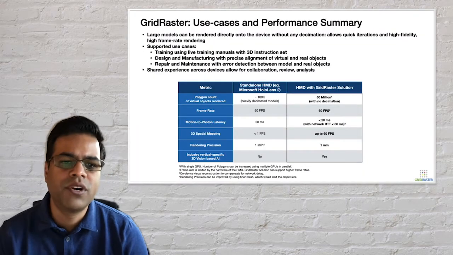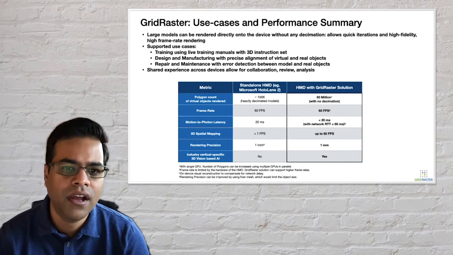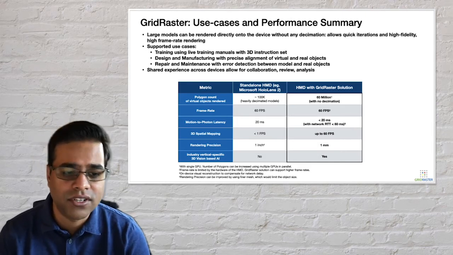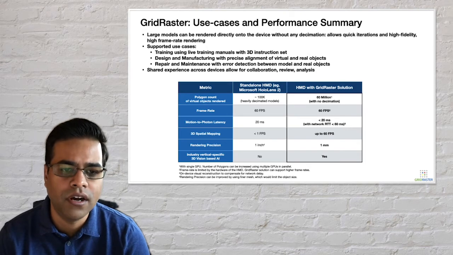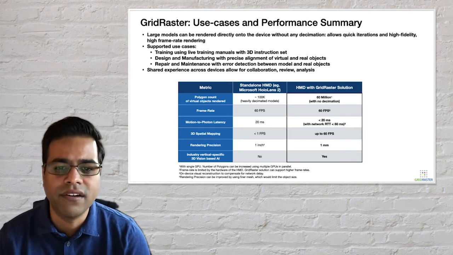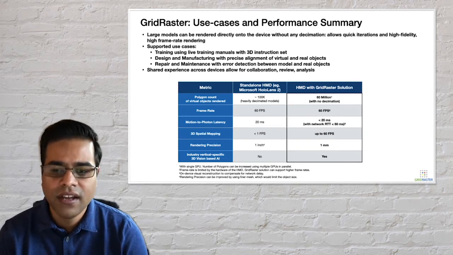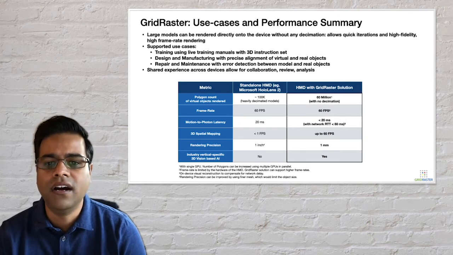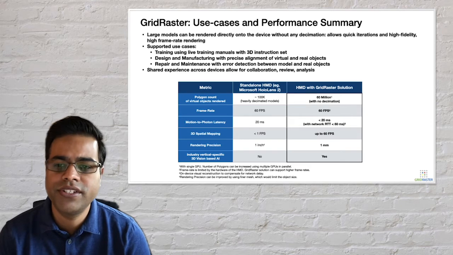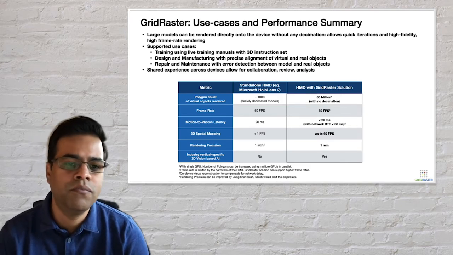So this is to summarize what we can accomplish and where we see this going into the future. We can render extremely large models, either CAD models or scenes with an extremely large number of polygons and points of the point cloud, directly onto the device without any decimation. You don't have to cut down your scene to fit into these devices with the help of rendering from a server. So this allows for quick iterations, high frame rate, high fidelity rendering, and you can use it for a whole bunch of use cases.